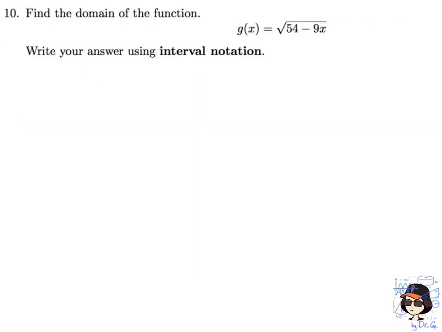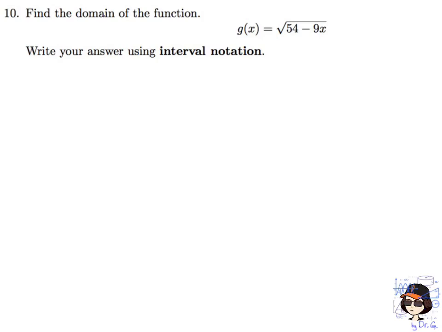All right. Number 10, we're finding the domain of a radical function. And we have to write the answer in interval notation. So the domain means all the possible x values that are legal, all the numbers that we can plug in for x and get a real number answer.